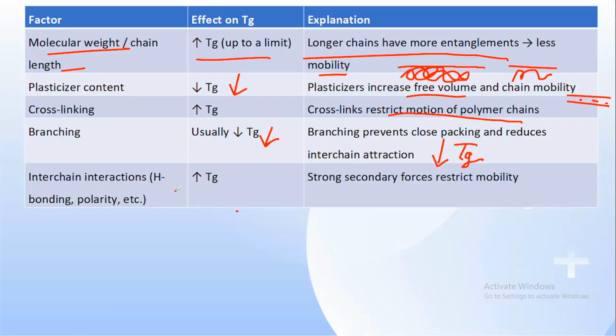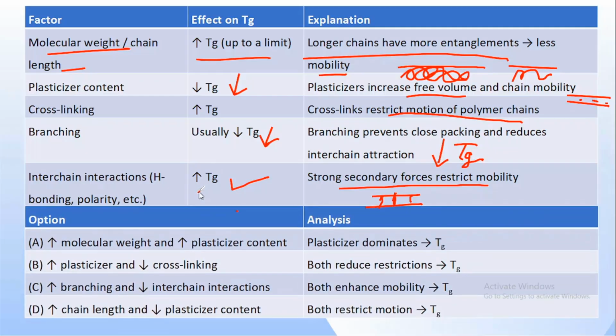Interchain interaction helps to increase the glass transition temperature. Strong secondary forces restrict the mobility. If there is too much hydrogen bonding, there will be secondary interactions which restrict the mobility. Hence interchain interactions, like secondary interaction, hydrogen bonding or polarity, enhance the Tg.